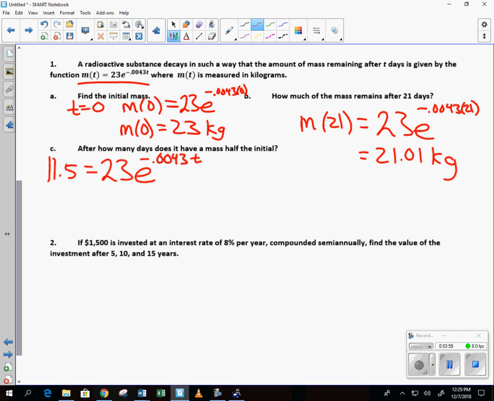This is like what we solved yesterday. What is our first step to solving this equation? What has to move first, the E or the 23? 23. Divide both sides by 23, we get 1/2. Uh-oh, I got 1/2 is equal to E to the negative 0.0043 T. Looks super complicated, but fortunately yesterday we learned that in order to get rid of E, what do you do to both sides? Natural log.